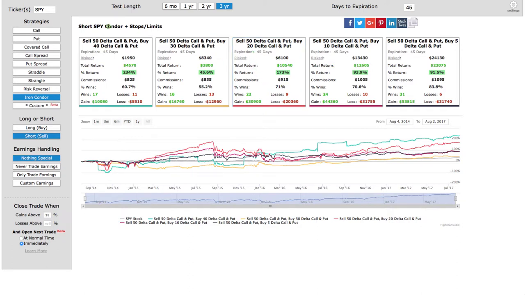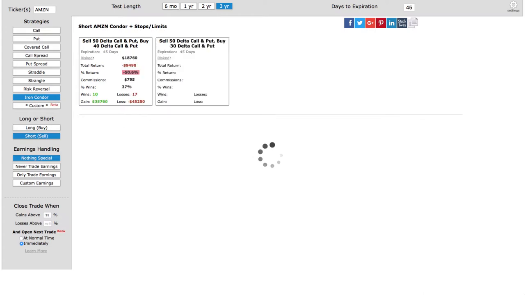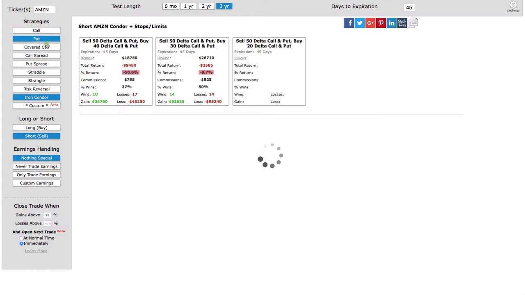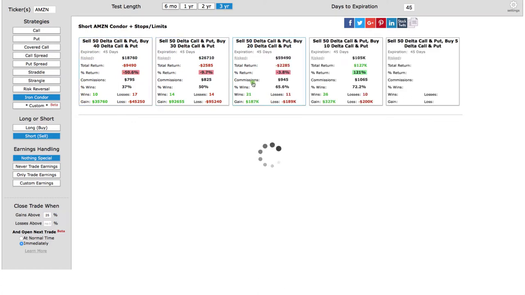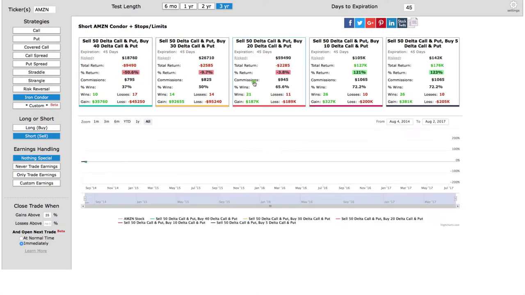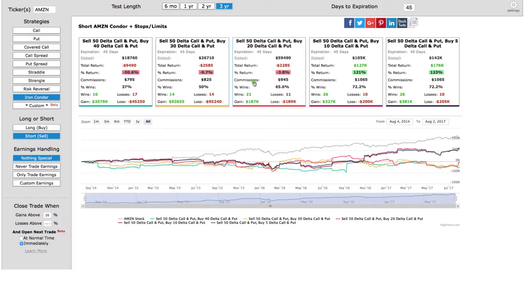Now, maybe you wanted to trade something other than SPY. Let's try Amazon stock, for example. If we take a look at Amazon, what you'll notice is you're starting to see some negative returns. So does that mean this is not a good strategy to trade on Amazon? Well, let's take a little bit deeper dive and see if there's anything we can do to make this more attractive.